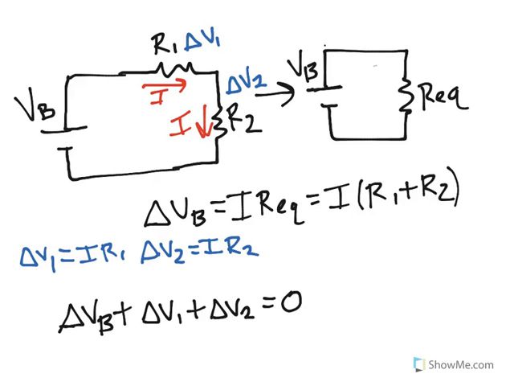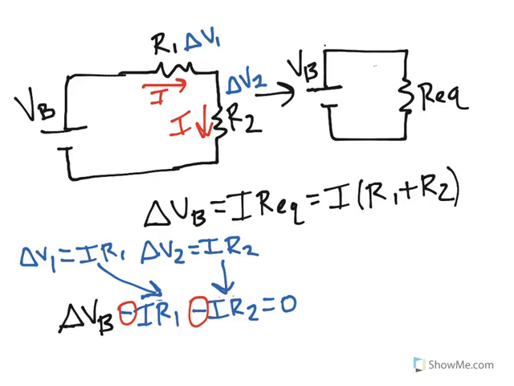Now there's another way I can write this. I can put these values in for my potential drops. And I know, since they're dropping, that both of these are minus. So I use Ohm's law to replace my potential drops with current times resistance. And I can use this equation to pretty much solve for anything in a series circuit.